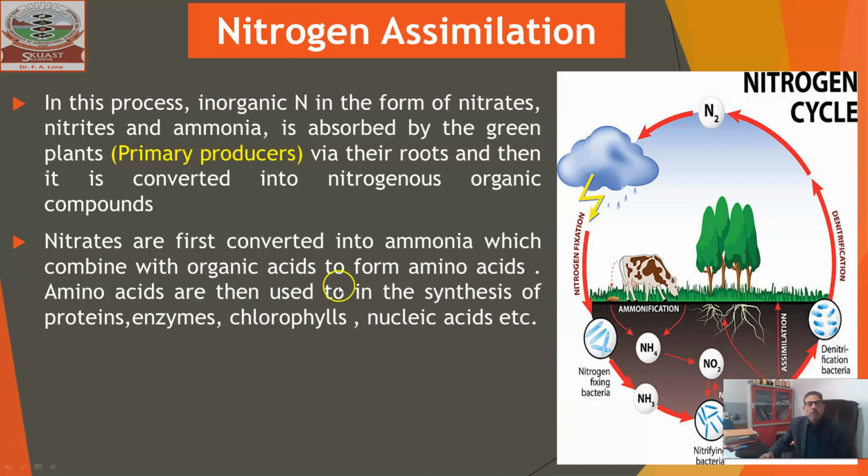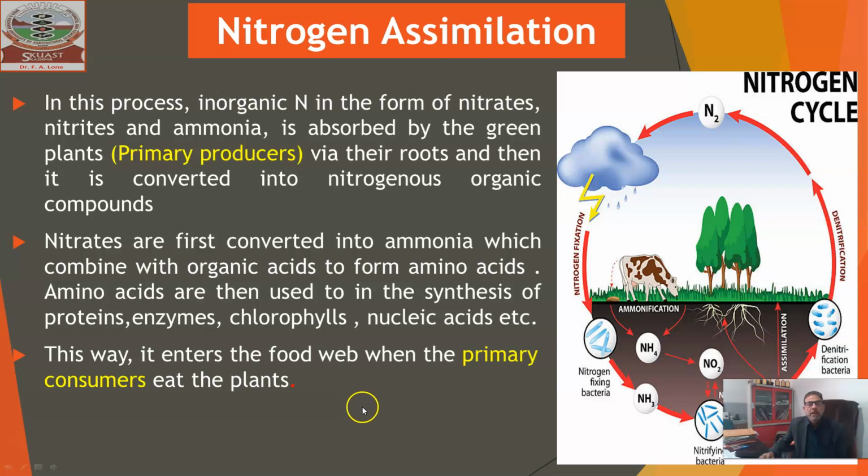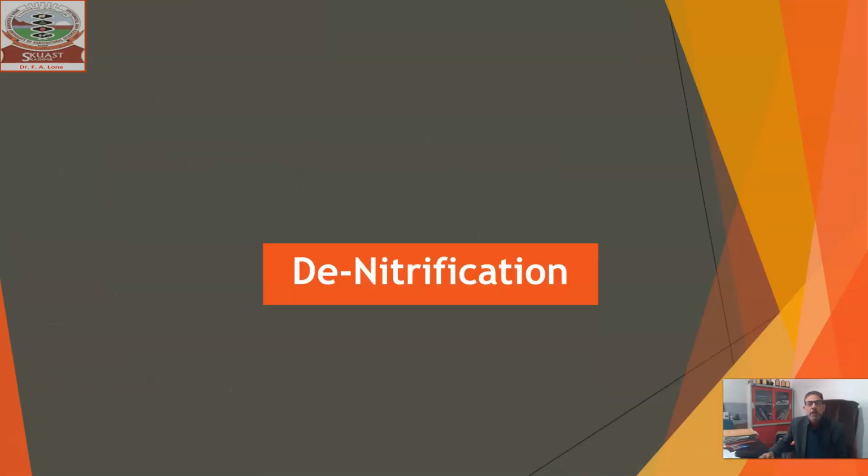Nitrates are first converted into ammonia, which combines with the organic acids to form amino acids. Amino acids are then used in the synthesis of proteins, enzymes, chlorophylls, nucleic acid, etc. So this way it enters the food web when the primary consumers eat the plants. So this is all about nitrogen assimilation.